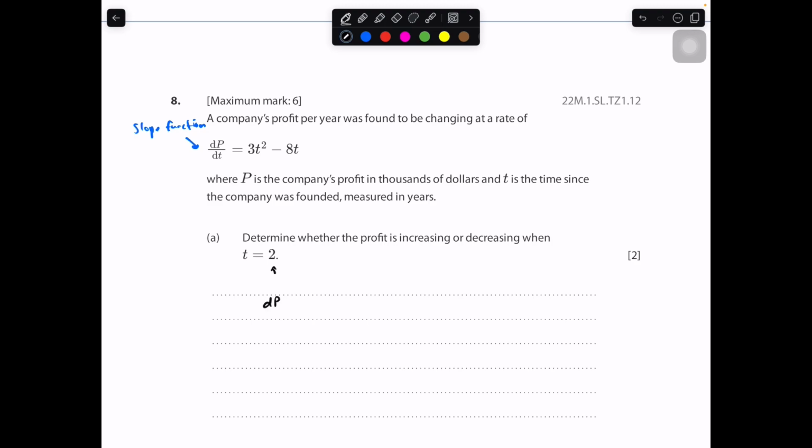So dp over dt, where t is equal to 2, is 2 squared minus 8 times 2. This is going to be 12 minus 16, which is going to be negative 4. So change in profit over change in time is equal to negative 4. Slope, essentially this is m, right? Slope is equal to negative 4, which means that it's decreasing at a given point.